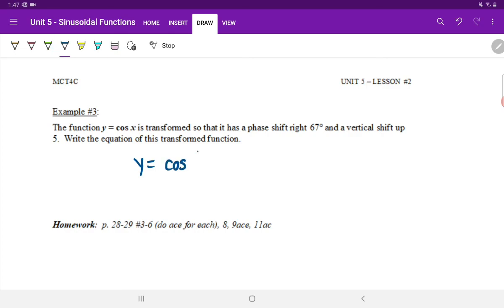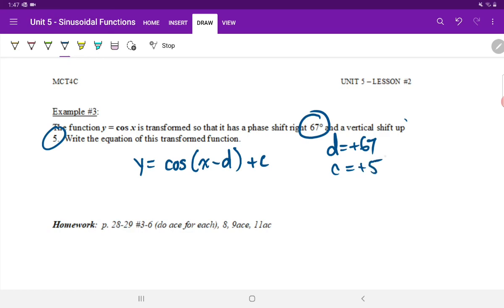So the general form looks like this. This will avoid you making a mistake with D. Because now we're moving to the right 67, which means D is positive 67, and we're going up 5. So C is positive 5. And now all you do is you come here, you put your minus, right? And now you're doing minus a positive 67. Minus and a positive side by side, the minus wins. So it's just minus 67 plus 5.